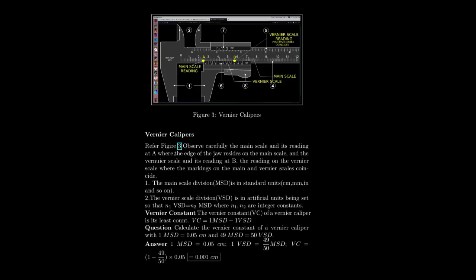Vernier calipers. Refer figure 3. Observe carefully the main scale and its reading at A, where the edge of the jaw resides on the main scale, and the vernier scale and its reading at B. The reading on the vernier scale where markings on the main and vernier scale coincide.